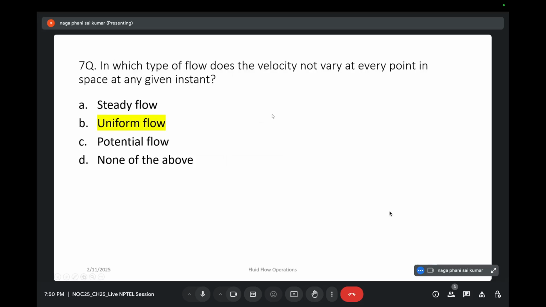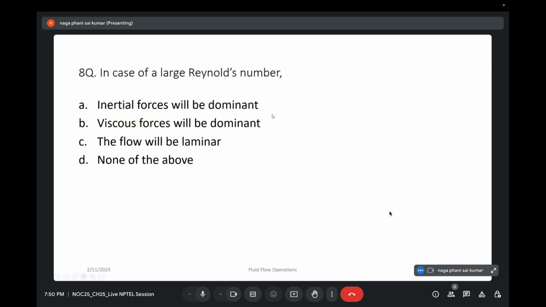That is option B. In case of large Reynolds number, inertial forces will be dominant, viscous forces will be dominant, the flow will be laminar, or none of the above. So the Reynolds number is large. That means it has a higher value, right? So it will obviously be turbulent flow. So it is not option C.